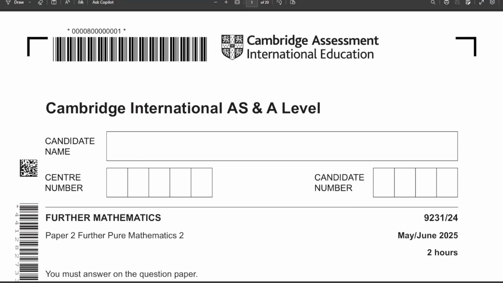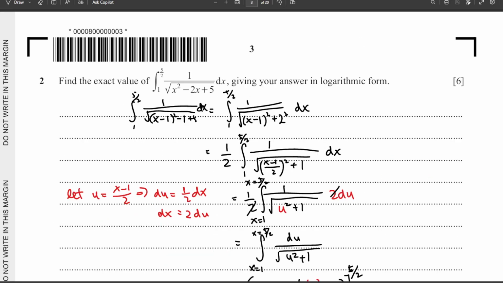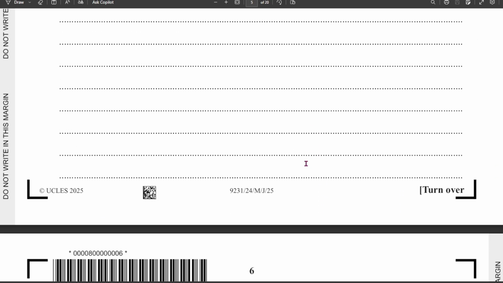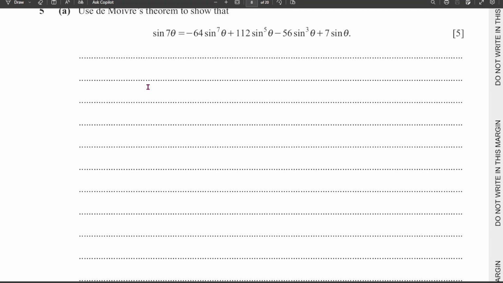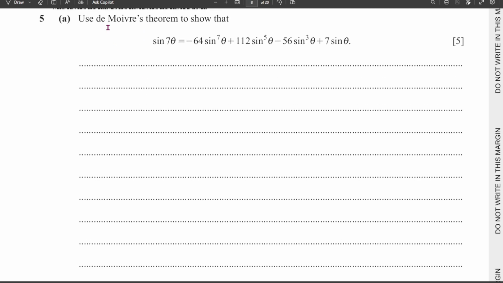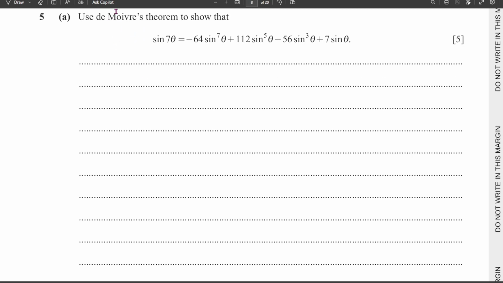Syllabus code is 9231. This is the Further Pure Paper 2, variant 4 from the May June 2025 series. We attempt question 5. The previous questions are already done and uploaded to the playlist. Question 5 gives us an expression which we want to prove using De Moivre's theorem.